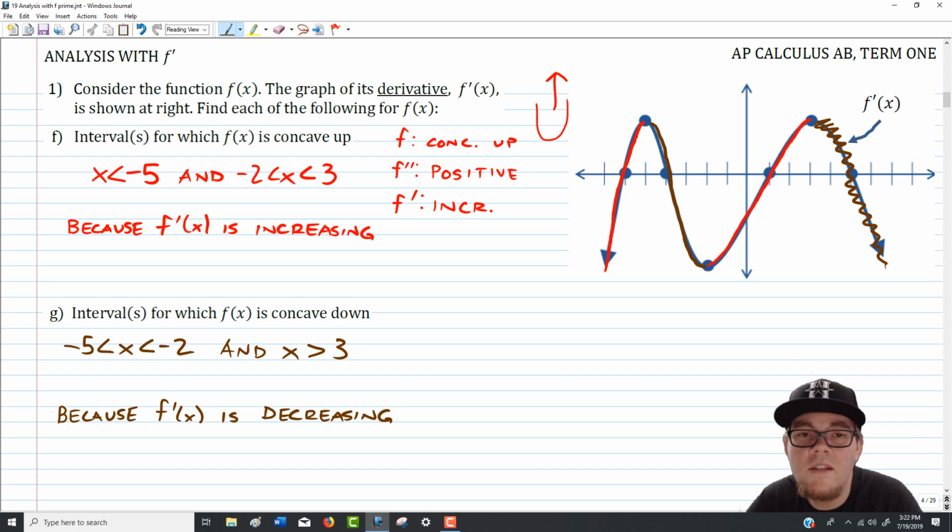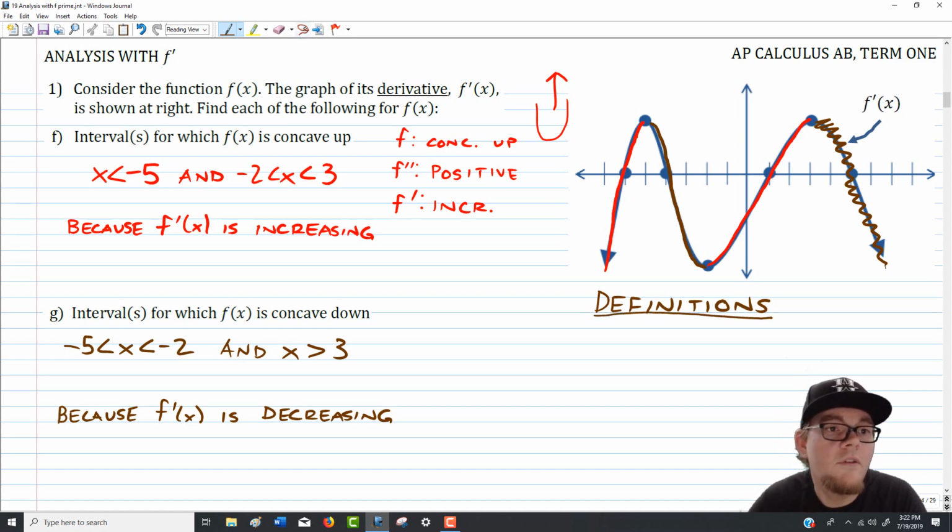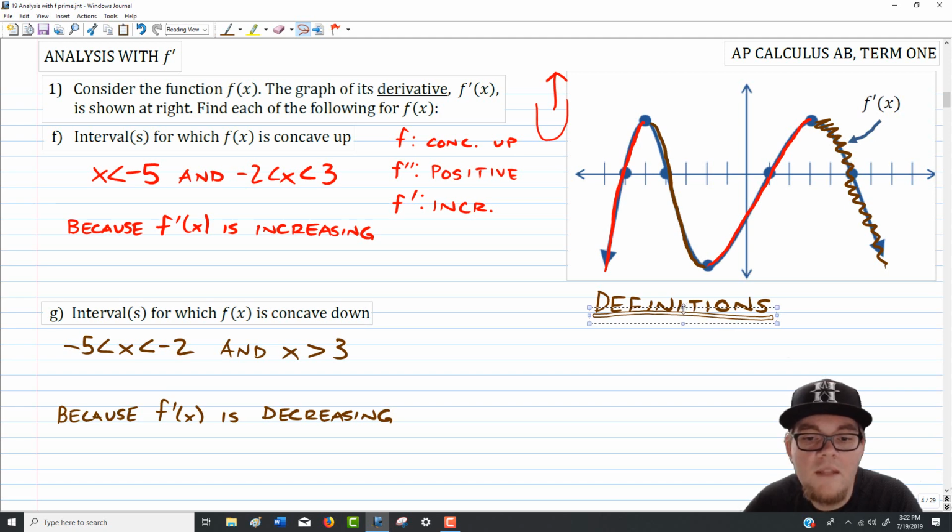And again, what's most important with all these pieces is knowing the definitions of all of these terms and properties a function might have. The reason I say that is because knowing the definition is half the battle. If you know that concave up means f prime is increasing, then all you have to do is know how to translate increasing into a picture. You just have to look at a picture. If you don't know the definitions, it's going to be really hard to access.